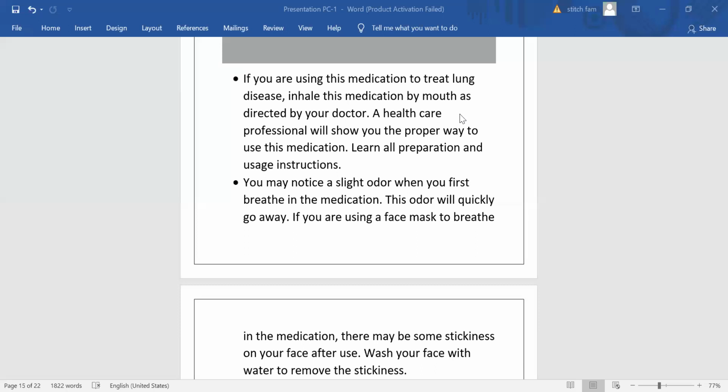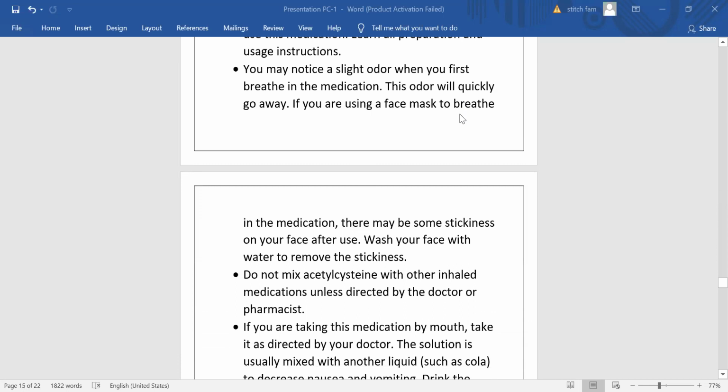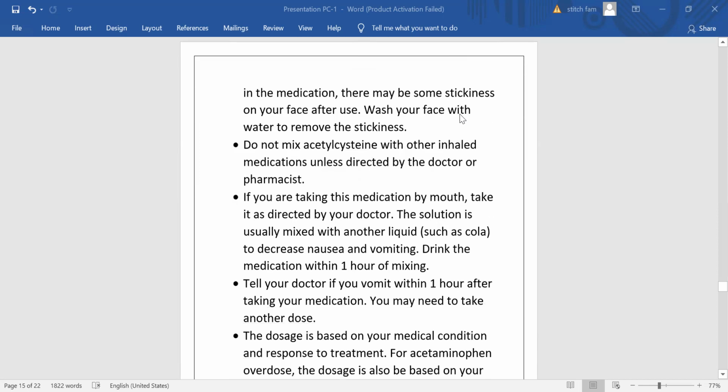Next, you may notice a slight odor when you first breathe in the medication because it contains sulfur, which has a smell. This odor will quickly go away. If you are using a face mask to breathe in the medication, there may be some stickiness on your face after use. Wash your face with water to remove the stickiness. Next, do not mix acetylcysteine with other inhaled medications unless directed by the doctor or pharmacist.